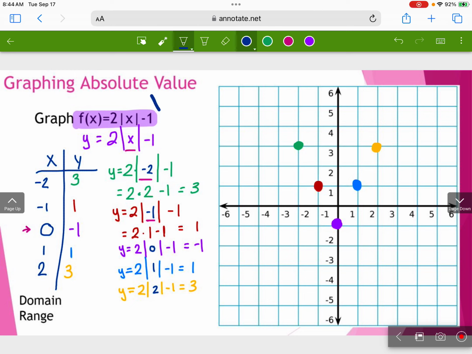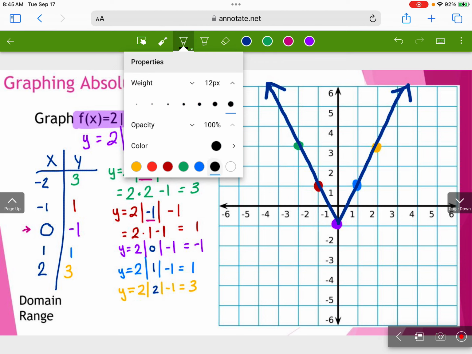Absolute values should always be V-shaped. So we're still going to use rulers on these. And we're going to connect up our dots, always drawing to the edge of our graph. That's trash. There we go. Question on the graph part of this?